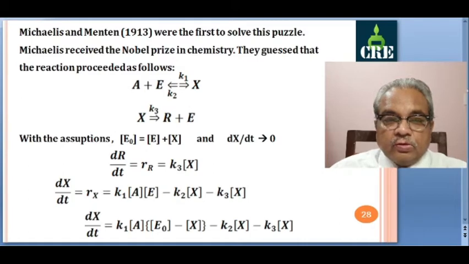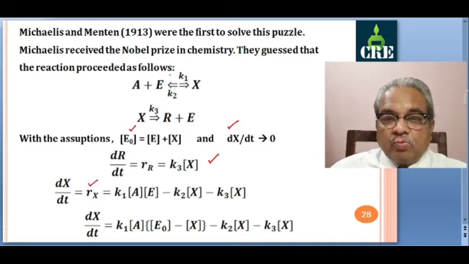Okay. So E0, at any time, is the concentration of E plus the concentration of X, and the concentration of X is almost negligible. The net rate of formation of this X intermediate is 0, so dX/dt tends to 0. If I write the rate of formation of R, dR/dt, that is formed by this forward reaction, so plus sign, K3 into concentration of X. This we have written.